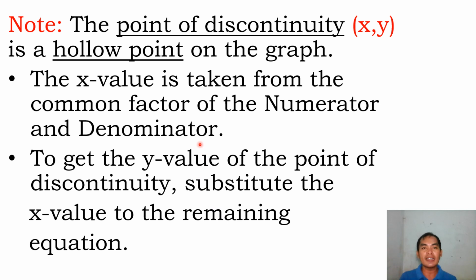So take note that the point of discontinuity is represented by an ordered pair x, y, a hollow point on the graph. The x value is taken from the common factor of the numerator and denominator. Then to get the y value of the point of discontinuity, you need to substitute the x value to the remaining equation, and that became a hollow point on the Cartesian coordinate plane. And that is not an element of the domain and not an element of the range.